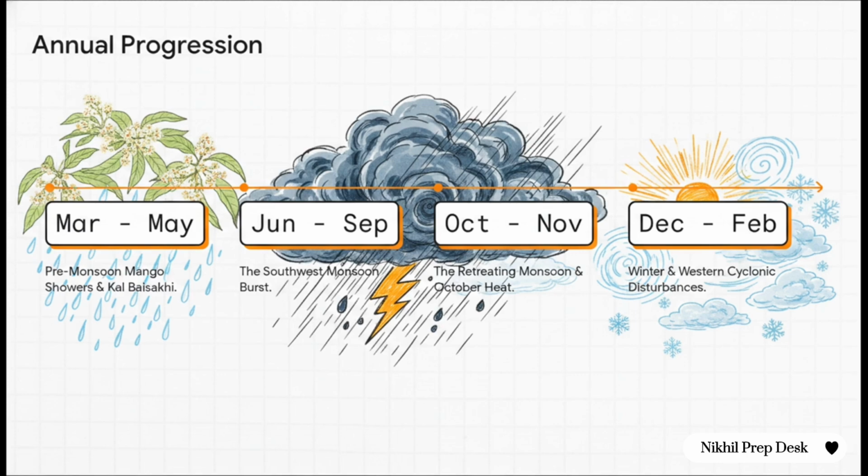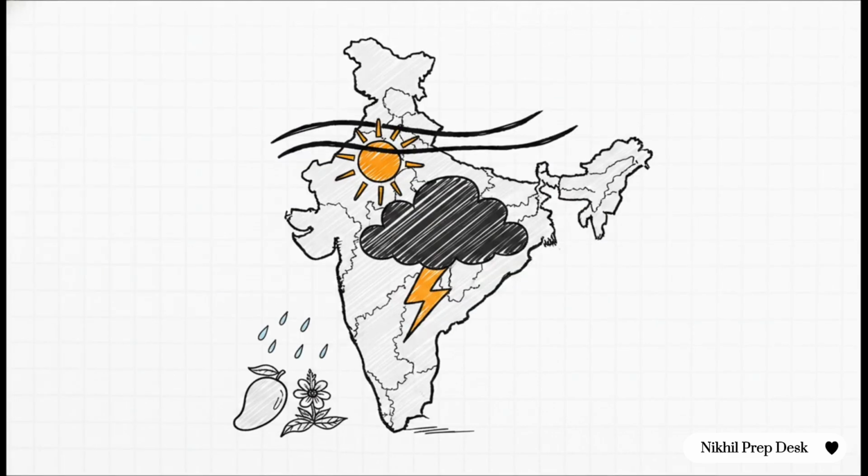India's climate is so much more complex than just summer and winter. We go through these incredibly intense transitional phases. The extreme heating from March to May gives way to the sudden, explosive burst of the southwest monsoon in June. Then, as the ITCZ shifts back down in October, we experience that sweltering, infamous October heat before winter finally manages to set in.